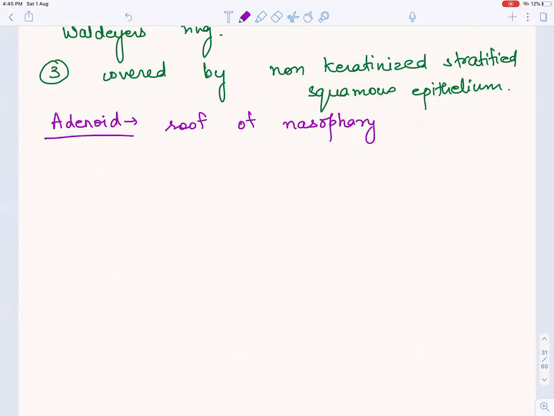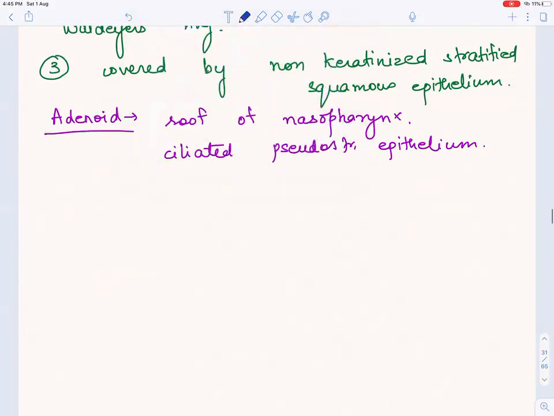And what else can be? Yeah, it is covered with what? It is covered with ciliated pseudostratified epithelium. Wherever there is respiration, the nasopharynx, the first place where the air is going inside, obviously it will be ciliated. Nothing much difficult. Okay, now let us change color and do the tubal tonsils.